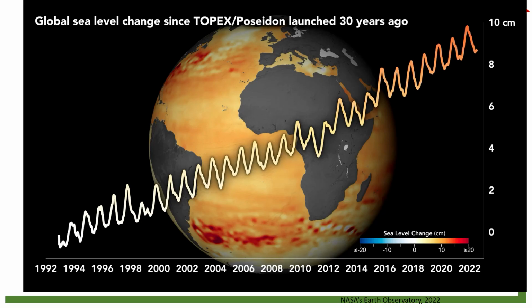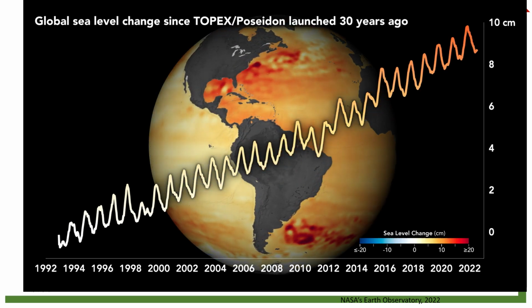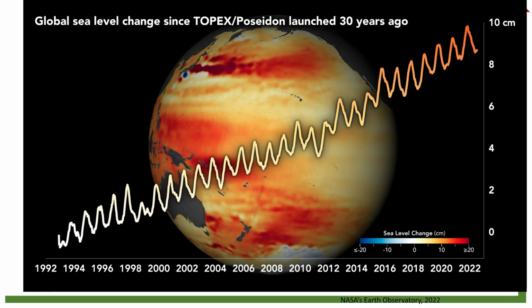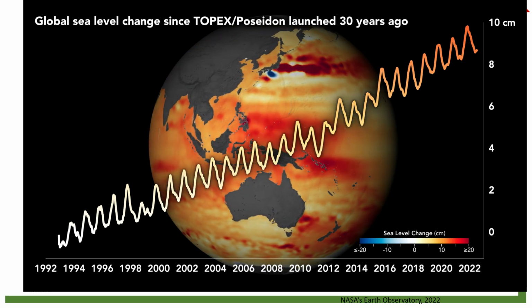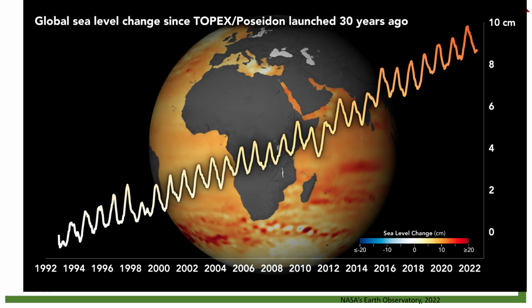Let's look at how global sea level has changed over time. This picture is showing global sea level change from 1992 to 2022. Focusing on the big squiggly line across the screen, you can see that although every year the sea level fluctuates, the overall trend is increasing. Sea levels have risen by 100 millimeters or 10 centimeters, with approximately 3.4 millimeter increases per year.